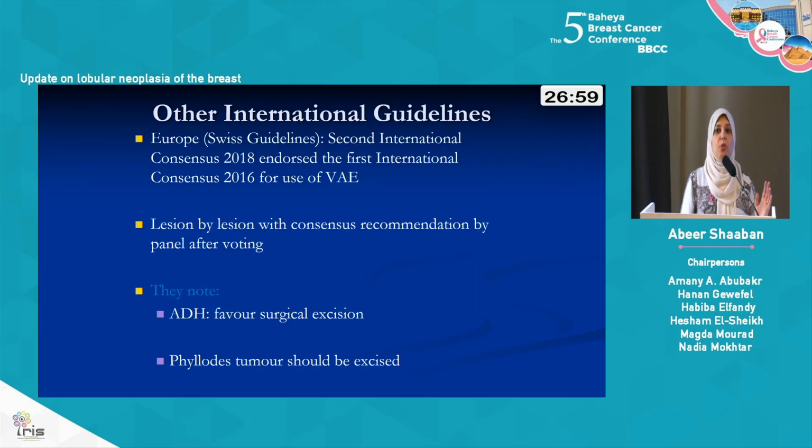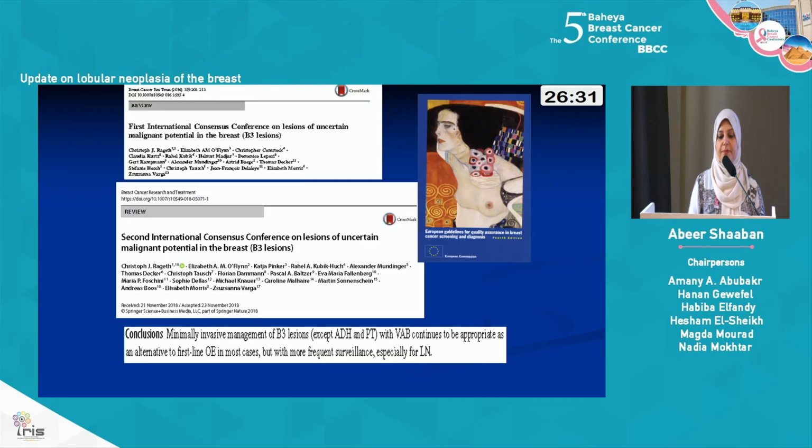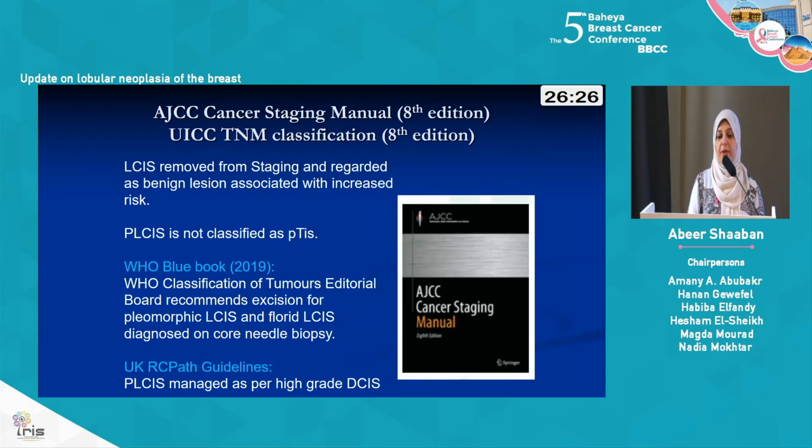I talked about the UK guidelines, but other international guidelines, including the European or Swiss guidelines, recommend the same. And they arrived at the conclusions in a different way, by voting basically among experts. They, in other areas, differ from the UK. For example, if you diagnose ADH, they recommend excision, while we would do vacuum excision. And there are other lesions that they would recommend excision for, as we do, like Phyllodes tumor. So this is just for your information about the European guidelines.